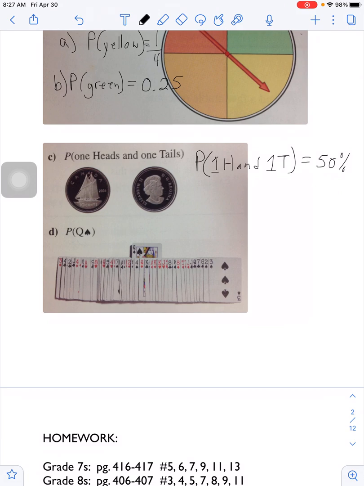Okay, and then D here, the probability of pulling a queen of spades in a deck of cards. Well, there's 52 cards in a deck, so that's going to be 1 out of 52. So we can show that as a fraction, 1 over 52. So again, with probabilities, always use a capital P to show your calculations. Put the event that you're looking for in brackets, and then it's the number of favorable outcomes for that event divided by the total possible outcomes, and that can be shown as a fraction, decimal, or percent.